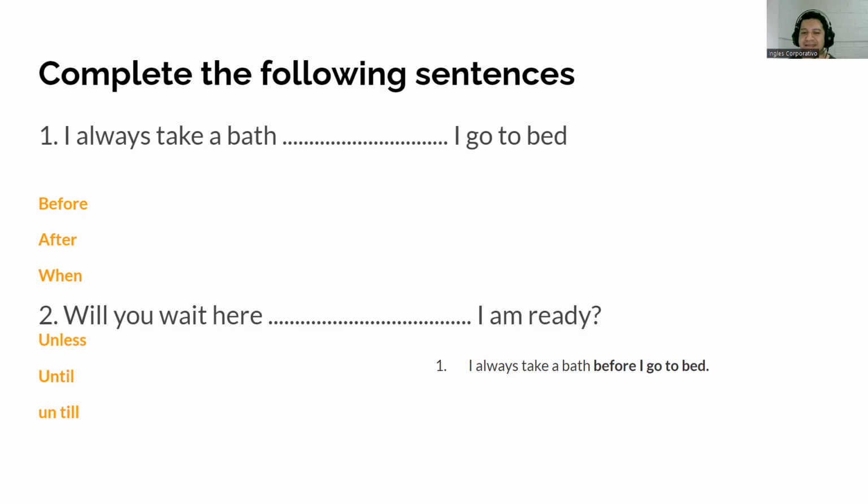Yes, exactly. Number 2: Will you wait here until I'm ready? Which one is the best option? Number 1, 2, or 3: unless, until, or until with double L? Until. Number 2, the second option? Yes. Let's see. Will you wait here until I am ready? Esperarías aquí hasta que esté listo. Perfect. Let's see the next one.